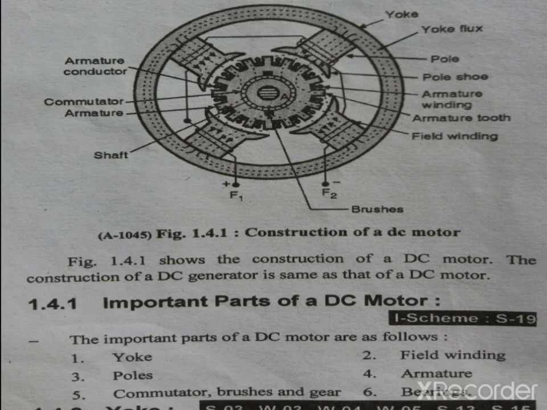The next part in the DC motor is the brushes. Brushes are mounted on the commutator. The main function of the brush is to collect the current from the commutator and apply it to the external load. Brushes are made up of carbon or graphite. They are rectangular in shape. This is all about the DC motors.